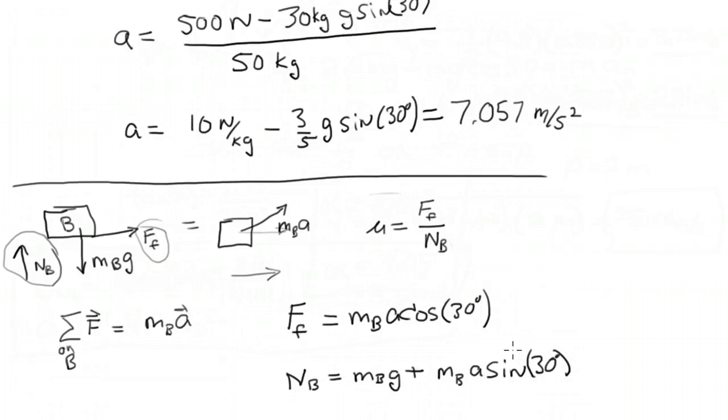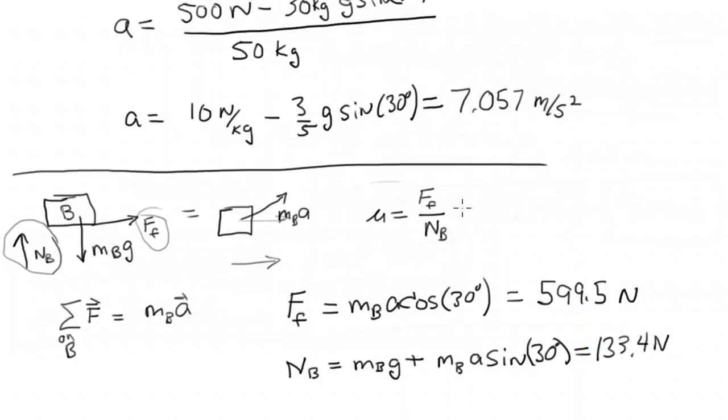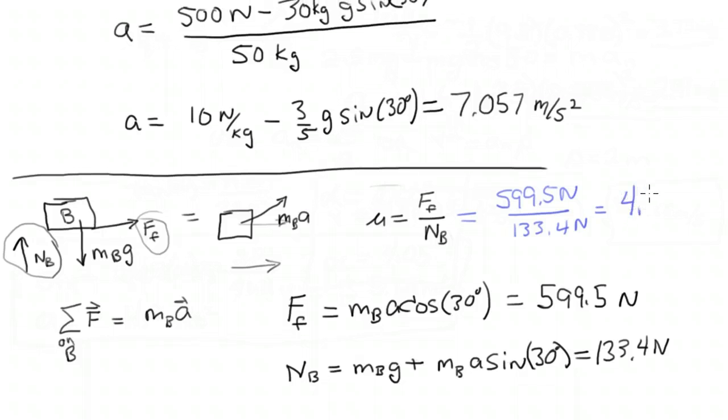Now we just need to put the numbers in and calculate the values. So we know a, we know m_B, we know g. So let's do that. And then the solution to the problem, the question was the ratio of these two, so it's 599.5 newtons divided by 133.4 newtons, and that equals just about exactly 4.5. And there you've got it.